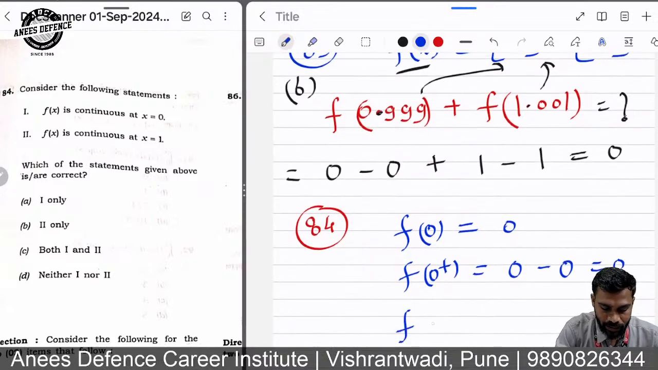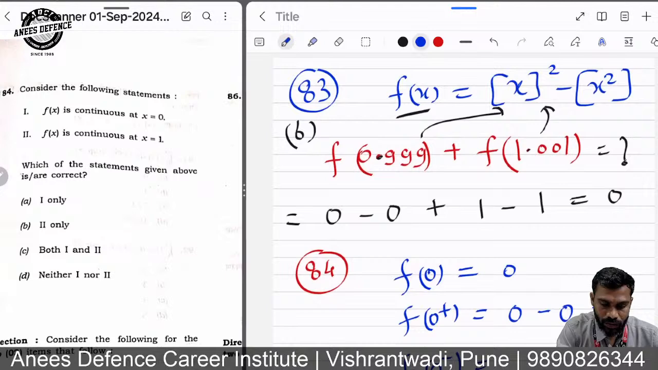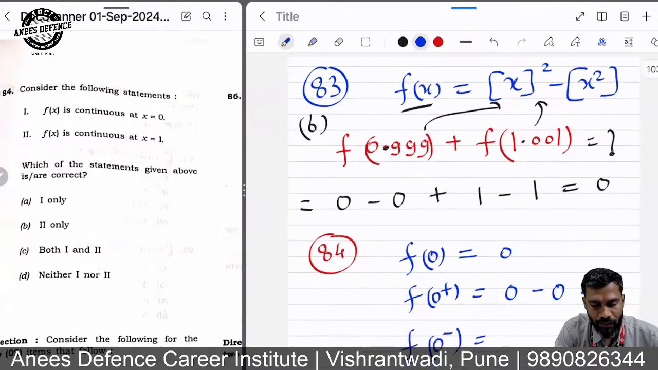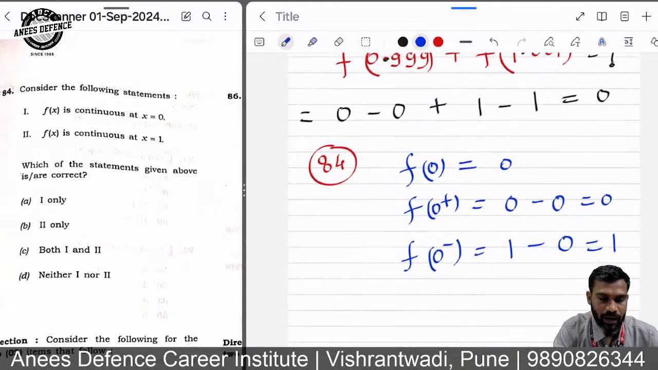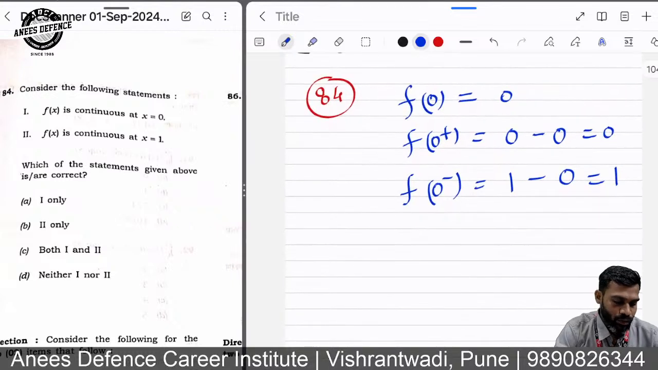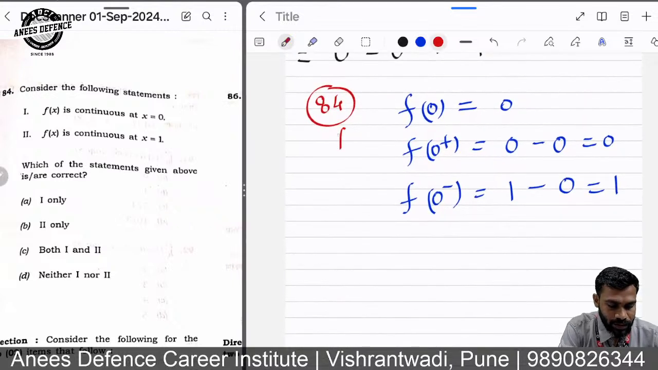Now, let us take 0 minus, right? Now, 0 minus means let us take minus 0.1. What is the GIF of minus 0.1? That is minus 1. Now, minus 1 whole square will be 1 minus. Now, here minus 0.1 whole square will be 0.01. That will be 0. GIF will be 0. So, here you can clearly see LHL is not equal to RHL. So, limit itself does not exist here. So, it can't be continuous. So, first statement is false.